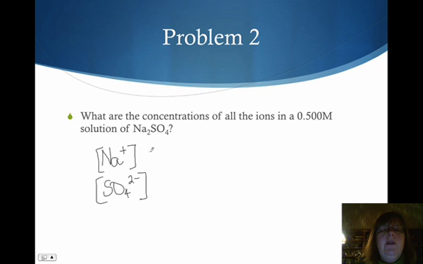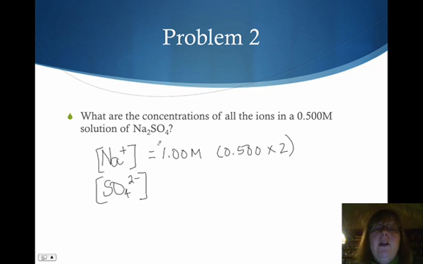So what is the molar concentration of sodium? Well, it's a 0.5 molar solution of sodium sulfate, but we have 2 sodiums for every sulfate. And so the sodium ion concentration is 1 molar. That comes from the 0.5 times 2. The sulfate ion concentration, there is only 1 sulfate. That 4 is just part of the formula for sulfate, so don't use it at all. There's only 1 sulfate for every 2 sodiums, so the sulfate ion concentration is 0.5 molar.